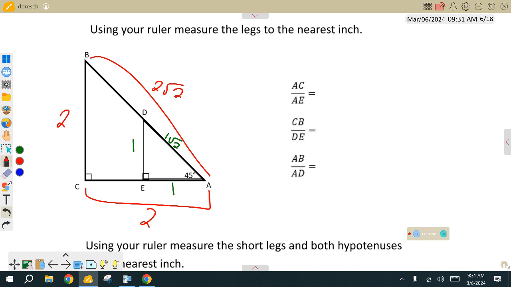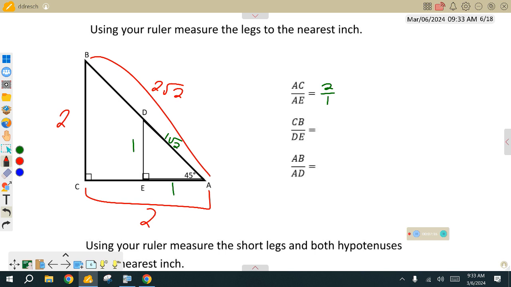All right, now that we have those links, do me a favor. Go write those ratios that I've identified here off to the side, okay? I'd like you to go write them all together. Okay, I got AC based off of what we got. AE, what do we have here? 2 to 1. CBDE, what do we got?